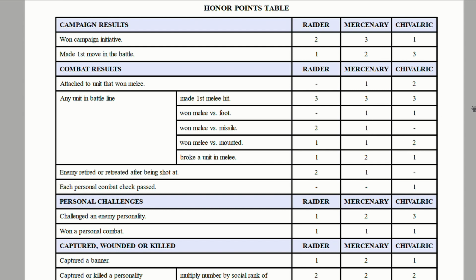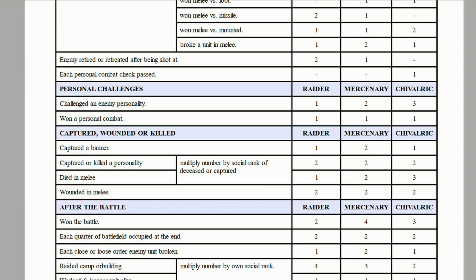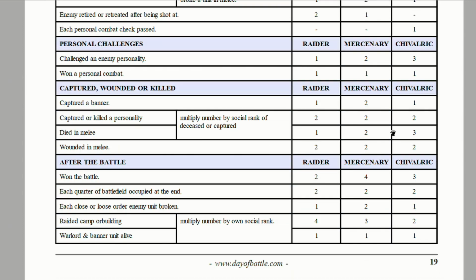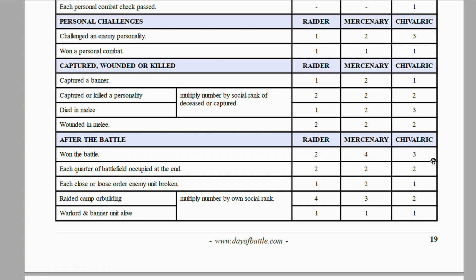But again, your strategies can change depending on what type of commander you are. If you're a raider, a mercenary, or a chivalric, you get different points for the same action. So you can plan ahead, or have a strategy for what you want to perform more so you can get more points as a mercenary, for example, who makes the first melee hit, you get 3 points. Well, all of them get 3 points, but you know what I mean. You can see here in the army lists that the points are different for the same actions.